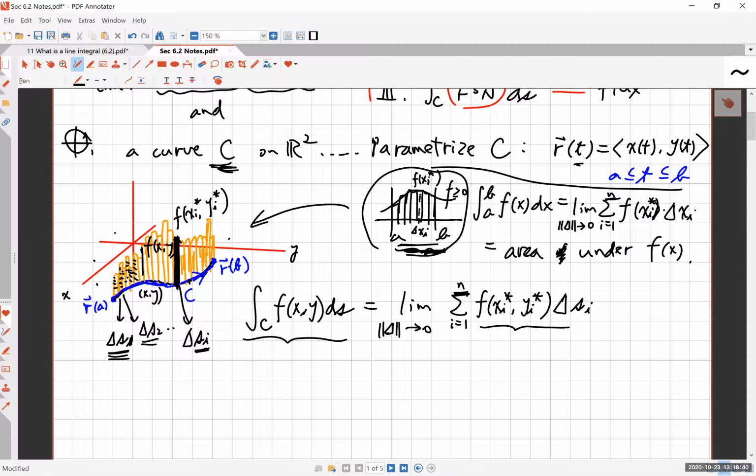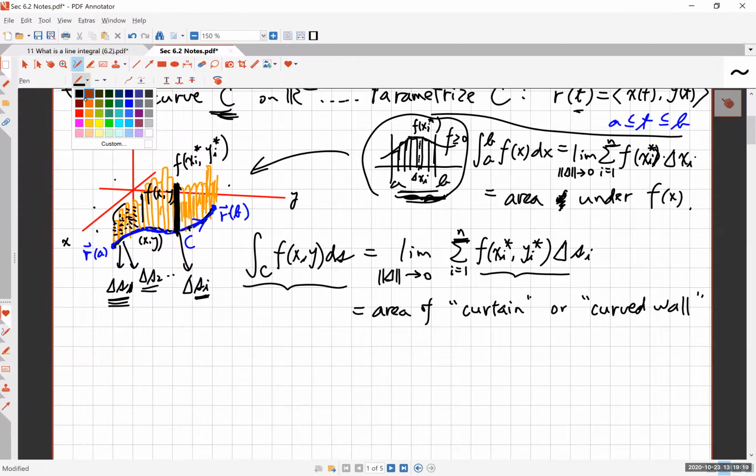But the line integral of f of x y over the curve C, right? And roughly speaking, what is that? It's the area of what you're seeing here in orange, the curtain. Does it look like a curtain? Sort of like a fabric. All these orange things look like a curtain. You can call it a curtain or a wall, a curved wall. So if you imagine the wall standing over the curve C, this will be the area of the curtain or curved wall, right? And so that's what this is representing. I hope this is sort of clear.